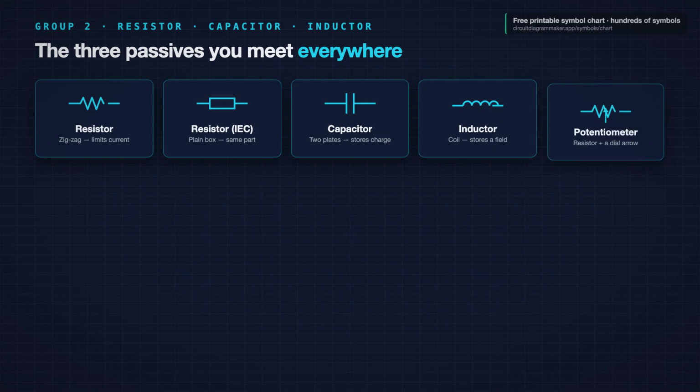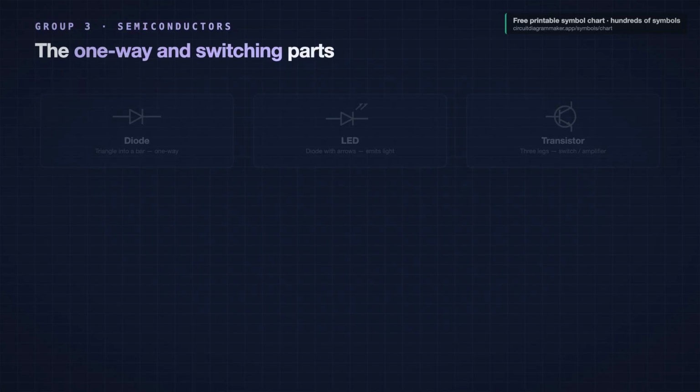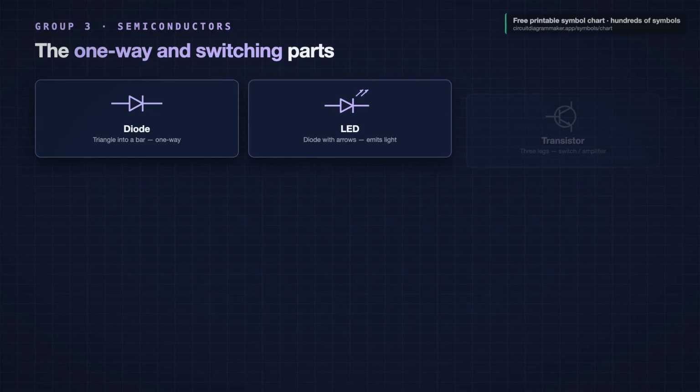Group 2. The 3 passives you meet everywhere. Resistor, capacitor, inductor. A resistor is a zigzag, or a plain rectangle in the international style. It resists current and drops voltage. A capacitor is 2 parallel plates. It stores charge and blocks steady current. An inductor is a coil of loops. It stores energy in a magnetic field and resists sudden change.